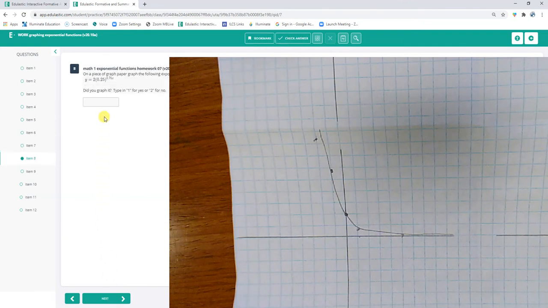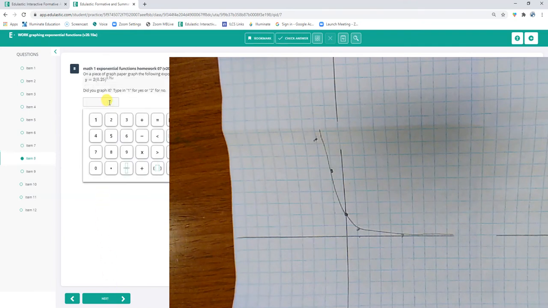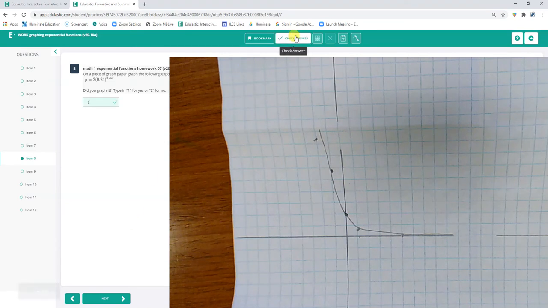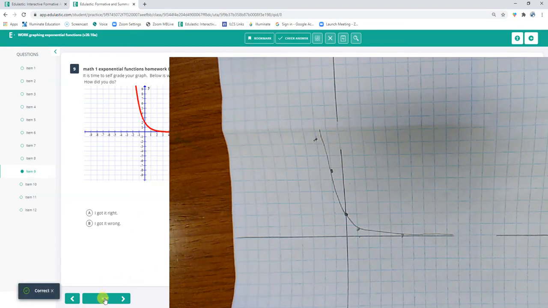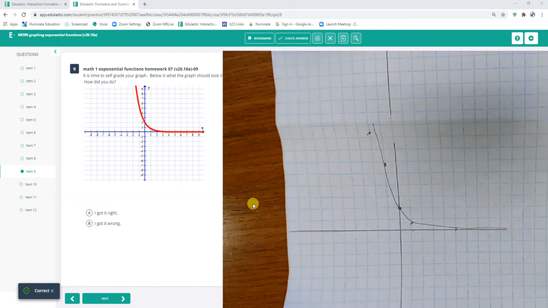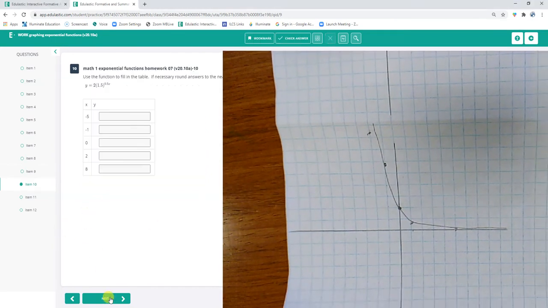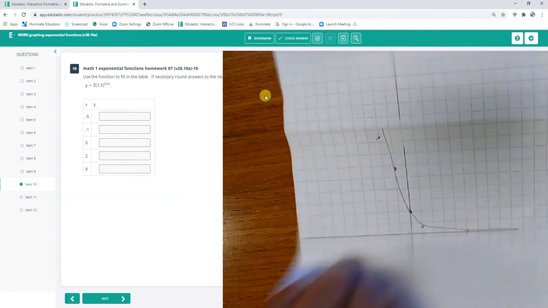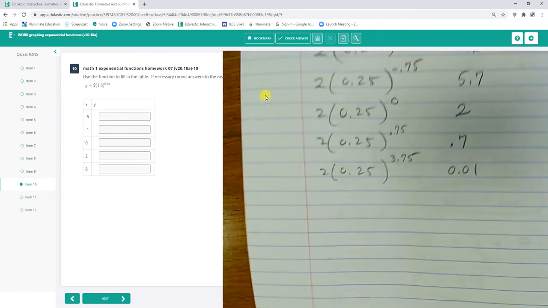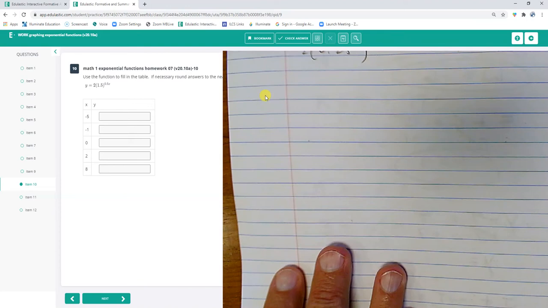So did I graph it? Type 1 for yes, 2 for no. 1 for yes. I know I'm making you read stuff. And yeah, that looks good. I got it right. Okay, and our final one. Let's set up all those exponents.